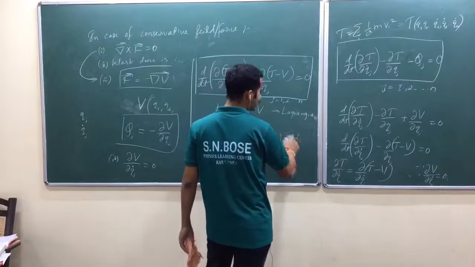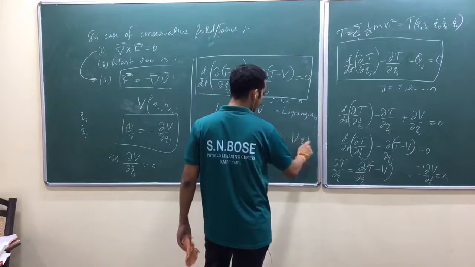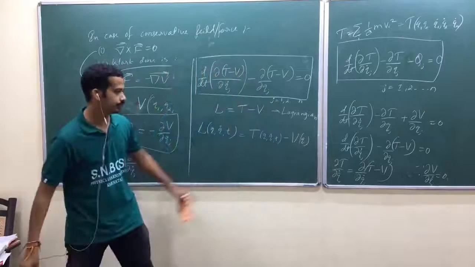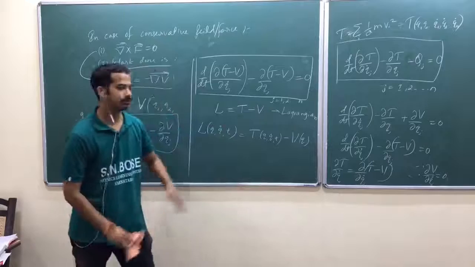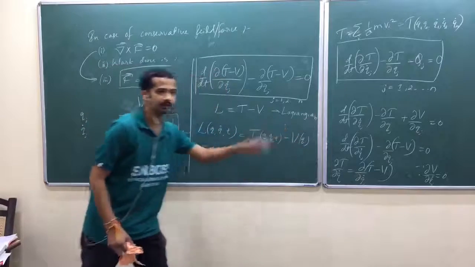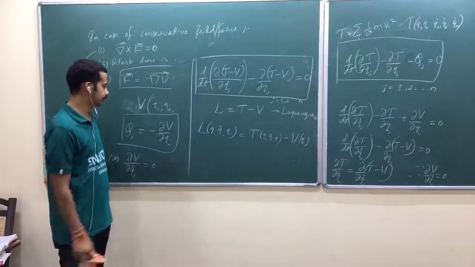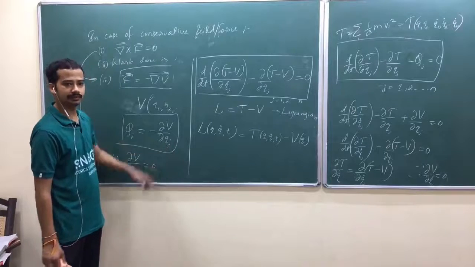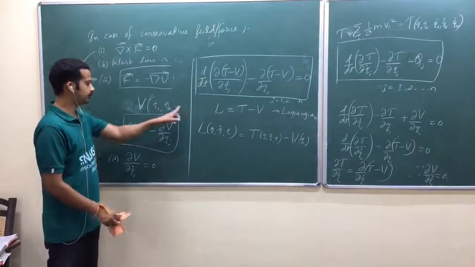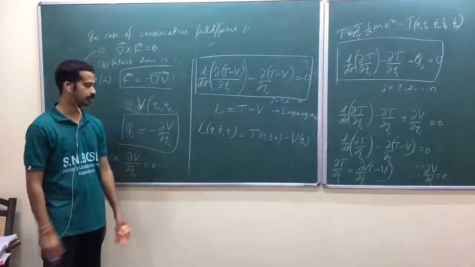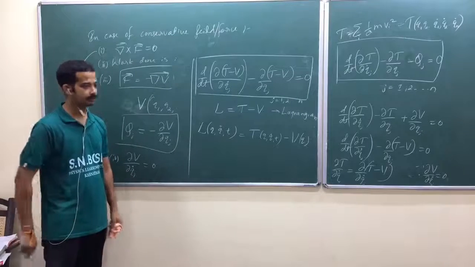Usually V will take time independence. It's a function of q alone. I mean q_j actually, but we simply remove that index after that. But actually V is a function of all of those generalized coordinates. We simply write like this.